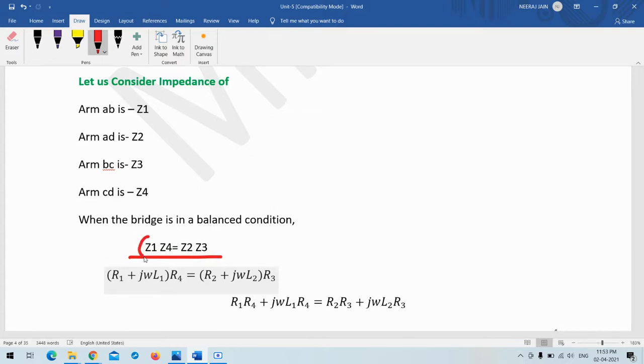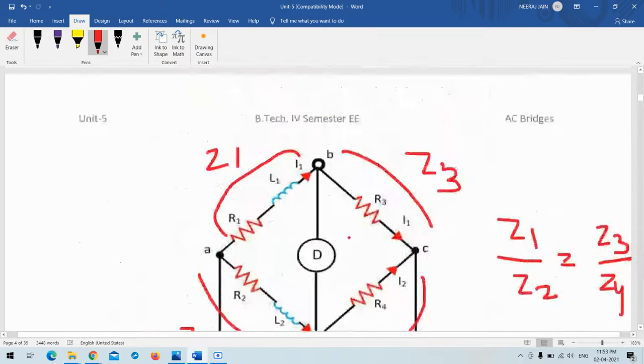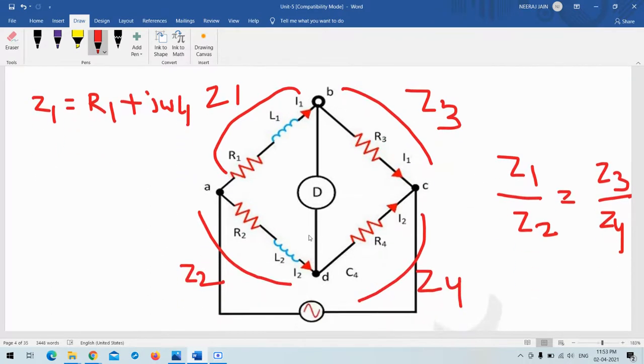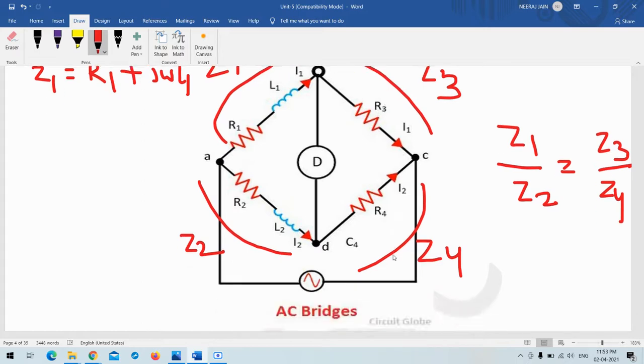Now what will be the Z1 impedance of the first arm? Because it has the resistive and inductive components, Z1 will be R1 plus j omega L1. Z2 will be R2 plus j omega L2. Z3 will be only a resistive element, equal to R3, and Z4 will be equal to R4.